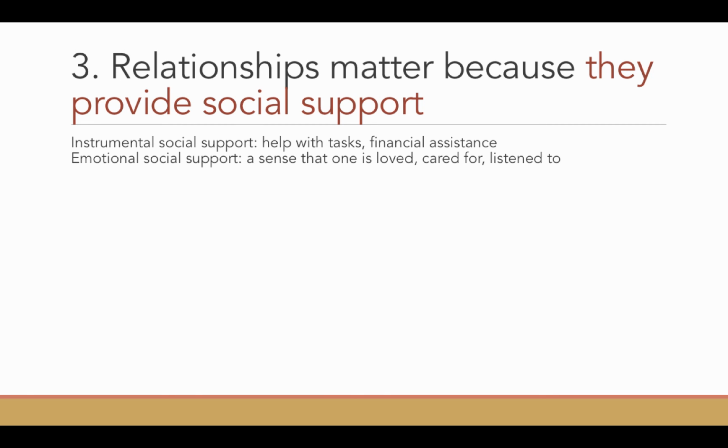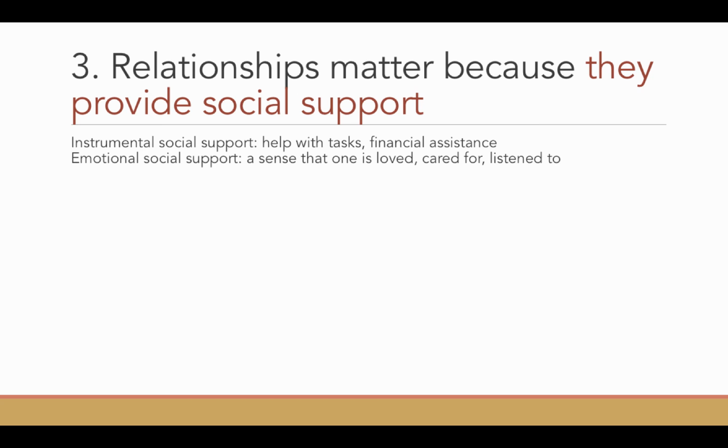So the third way that relationships matter for our health is that they provide us with social support. The research in sociology of mental health and in psychology identifies two different kinds of social support. Well, actually three, but we'll just talk about two of them here. One type of social support is what we call instrumental social support. And this is essentially when we receive help with tasks. When we're ill and we need somebody to come and help us clean the house, or help us pay our bills, or help us get in and out of bed, or take us to the doctor, or something like that.